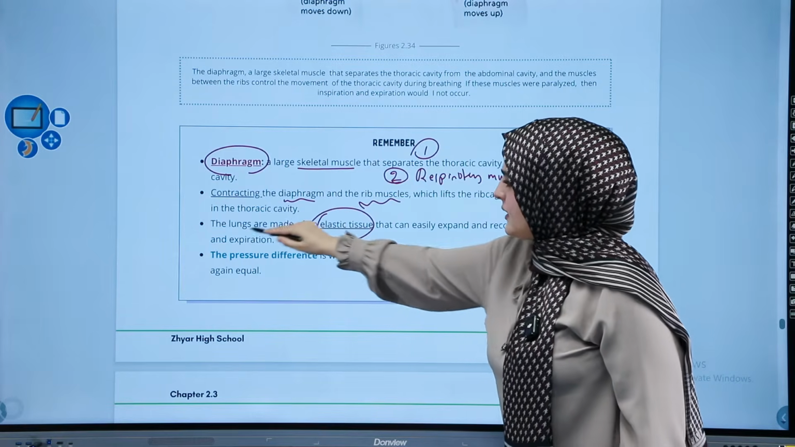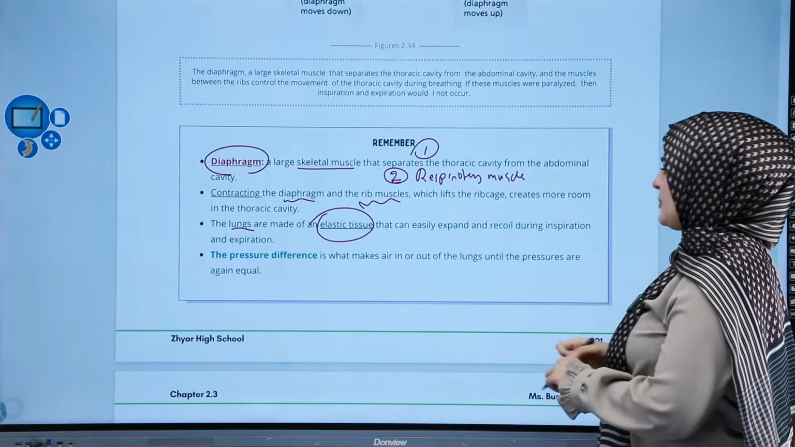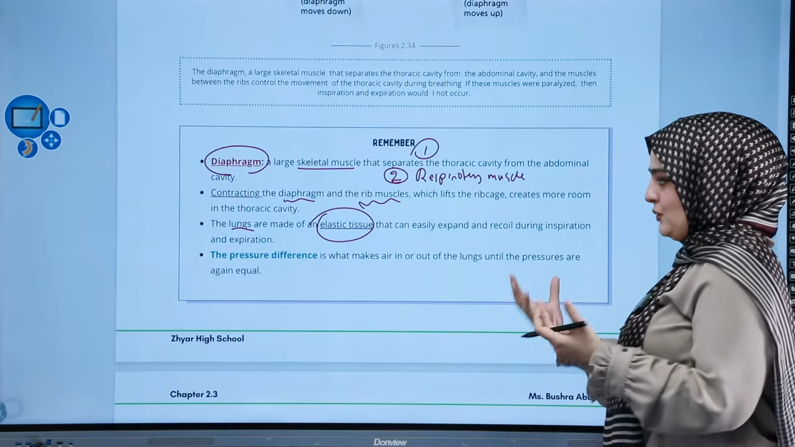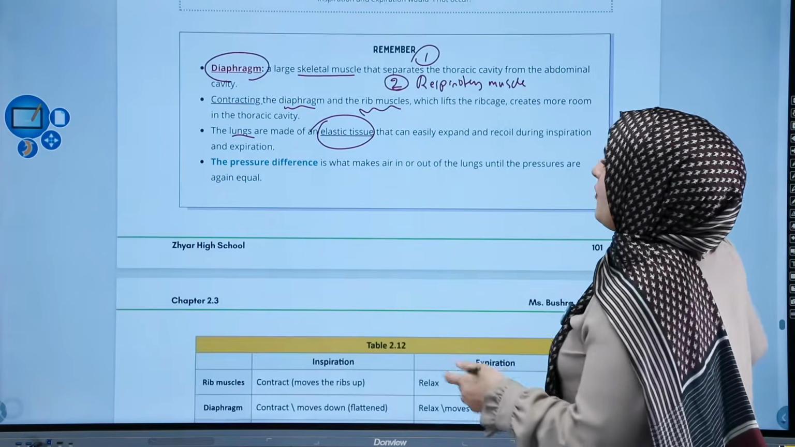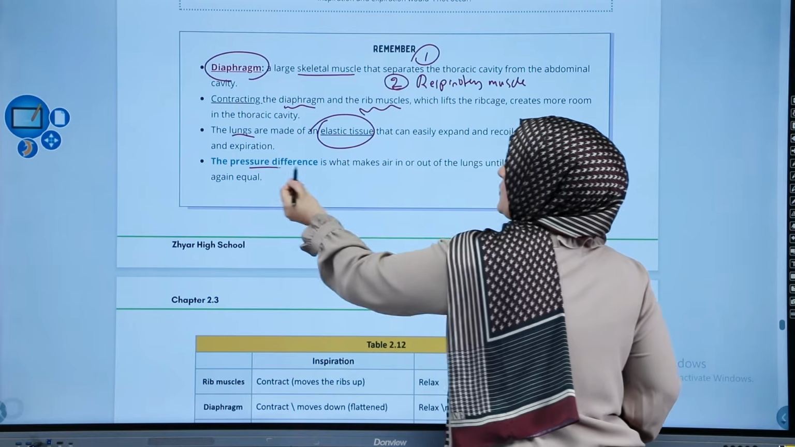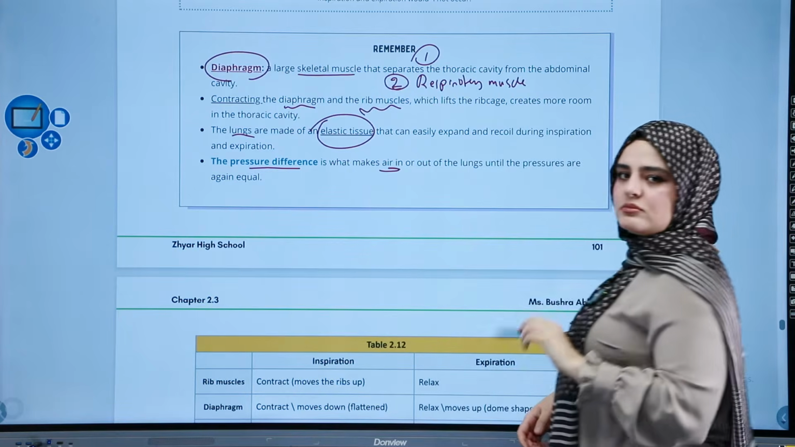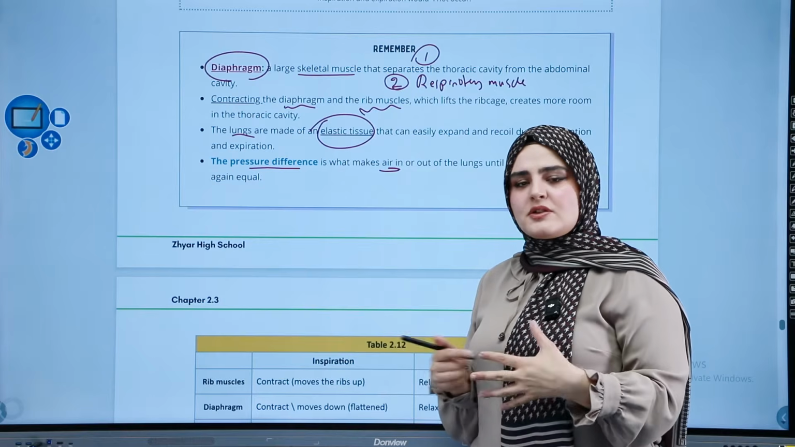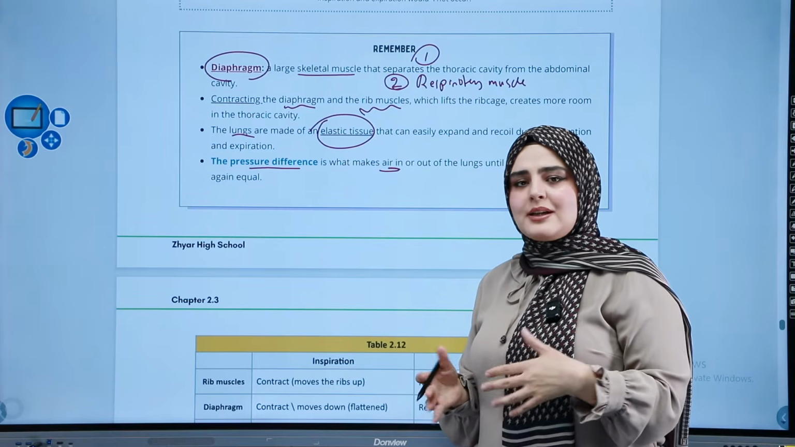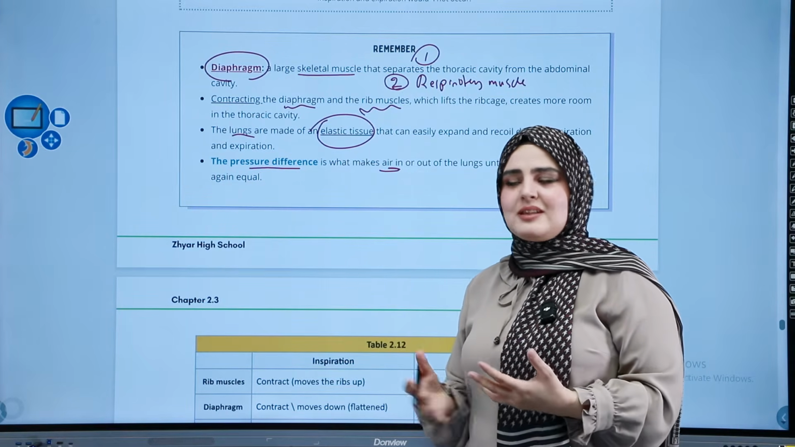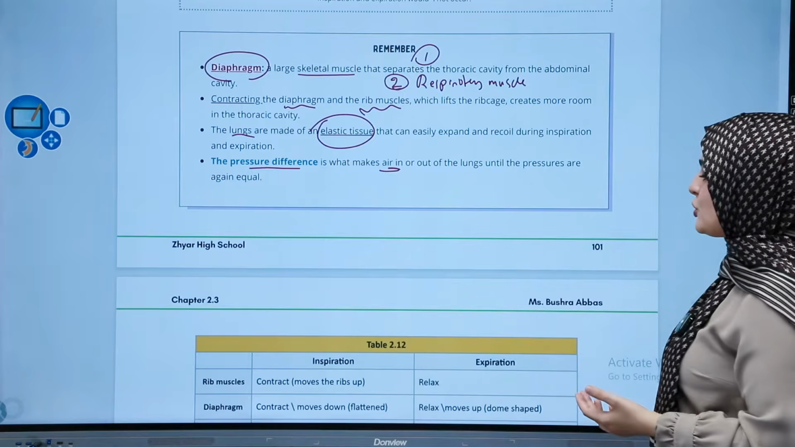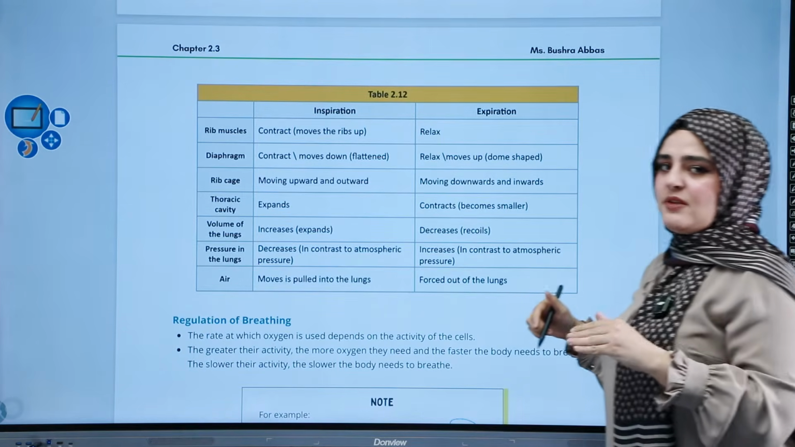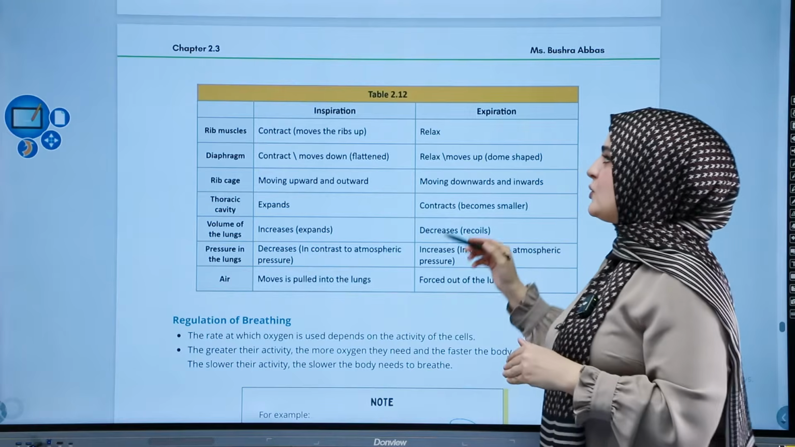Of course, the lungs are elastic, like we talked about. They can expand just like a balloon and then recoil like a balloon too. The difference of pressure is what brings the air in and out. Let's not forget about that. Just like nutrients moving in and out of the blood because of their concentration gradient, this is because of their pressure gradient. There it is, the table. The table holds everything here. We can go over it one more time.